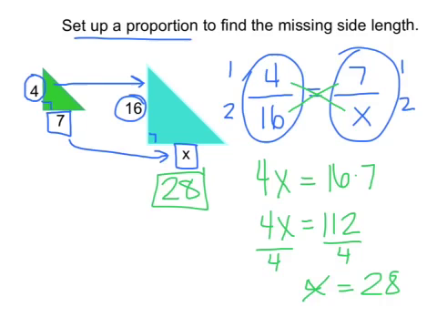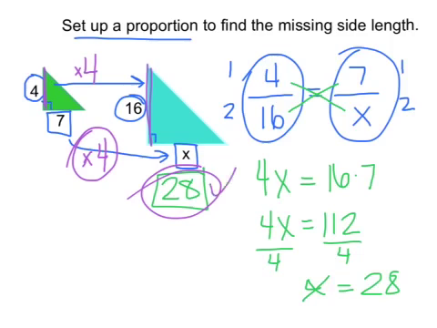Another way to do this is to notice that because the 4 and the 16 are on equivalent sides, 4 times what is 16? Well, I know 4 times 4 is 16. And I can do the same thing over here. 7 times the same proportion, same increase, times 4 will get us our x. 7 times 4, 28. So our missing side length was 28.